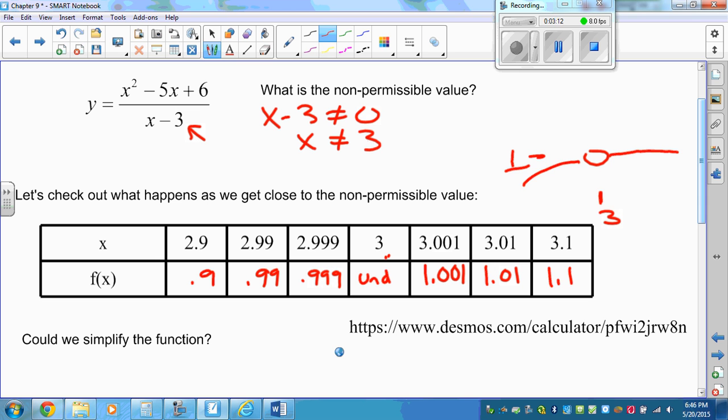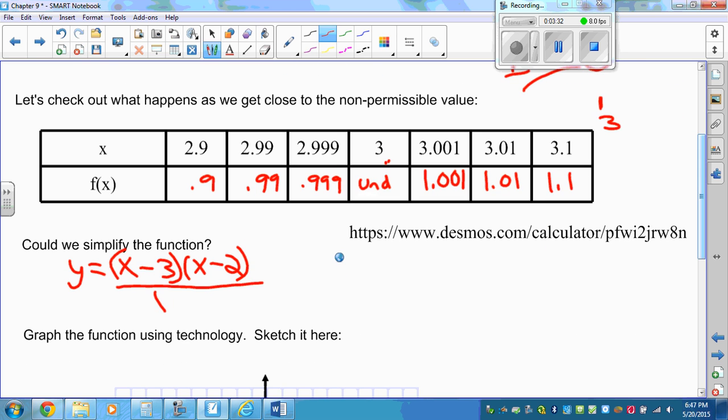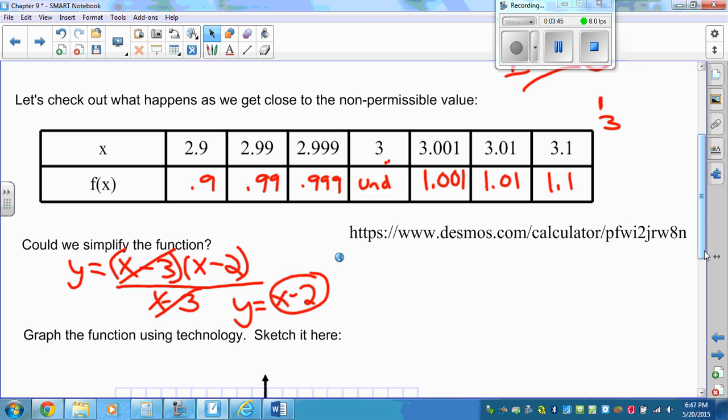Is there a way we could simplify this function? Well, in fact, there is, and we could simplify it to be y equals, if we factor the top, we would get x minus 3, x minus 2, and the bottom was x minus 3. So if we canceled out the common factor, this would simplify and look just like x minus 2. Okay? So it seems like it's just like x minus 2.